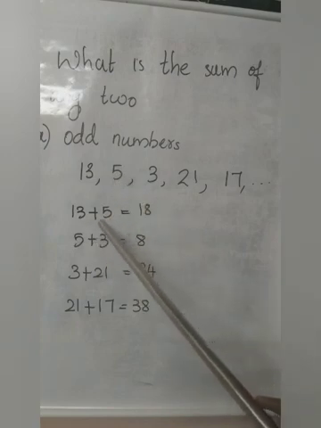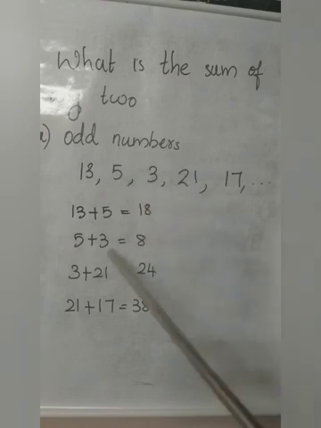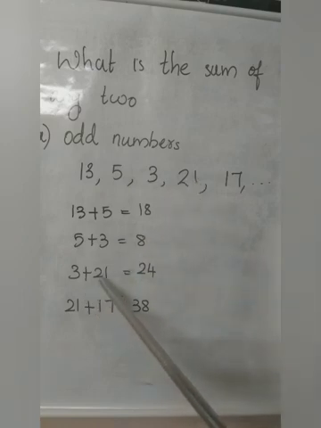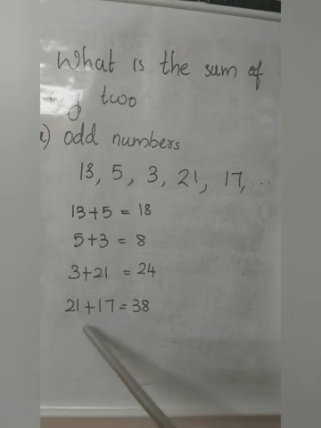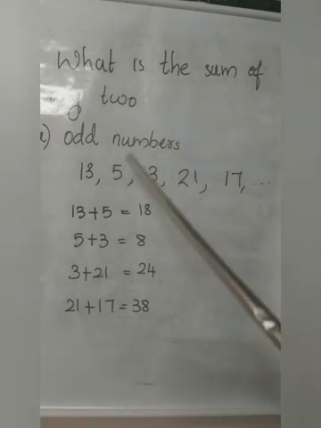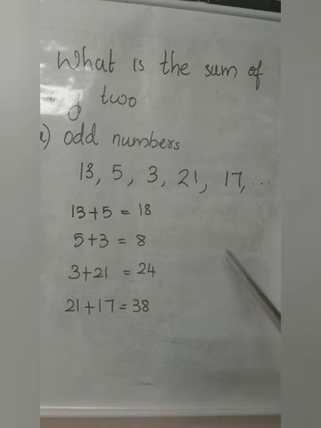13 plus 5 is equal to 18. Next, I took 5 and 3. 5 plus 3 is 8. Then 3 and 21. 3 plus 21 is 24. Then 21 plus 17. What is 21 plus 17? 38. In any order you can take, 21 plus 5. What is 21 plus 5? 26. I took it in this order, but that is not a problem.